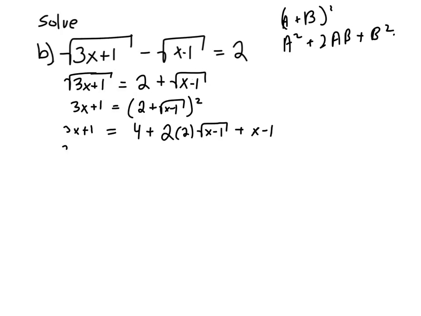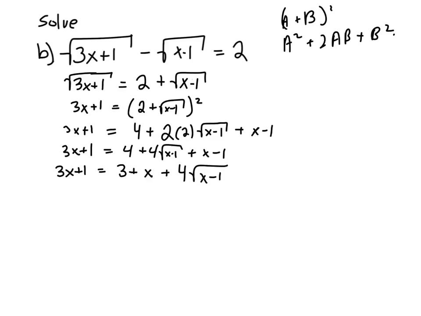Alright, so we have 3x plus 1 equals 4 plus 4 square root of x minus 1 plus x minus 1. Now I need to isolate the other radical and square both sides. I still have a radical in here. Let me simplify a little bit and combine like terms. So 3x plus 1 equals, I'm going to take that 4 and that minus 1 and make that into 3, and then I still have that plus x, and then plus 4 square root of x minus 1.